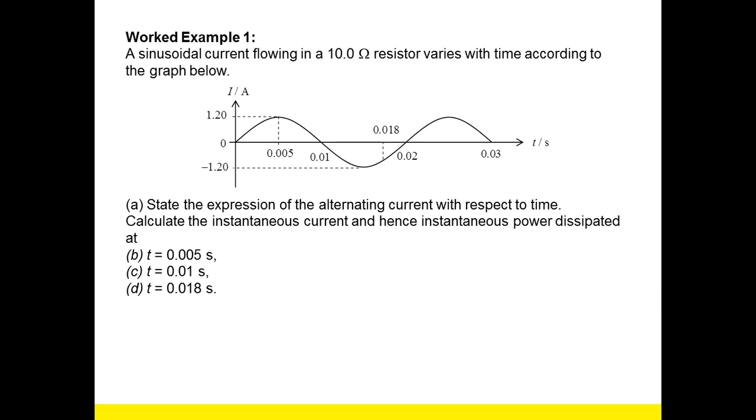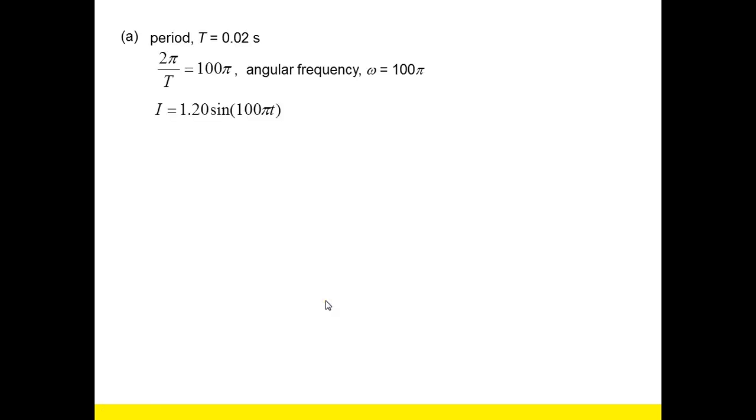So let's look at example number 1. If we are given this graph, we are asked to find the expression of the alternating current with respect to time. Then we are asked to find the instantaneous current and power at 3 various times. From the curve, we see that the period is 0.02 seconds. This means that omega is 100 pi, since omega equals 2 pi over T.